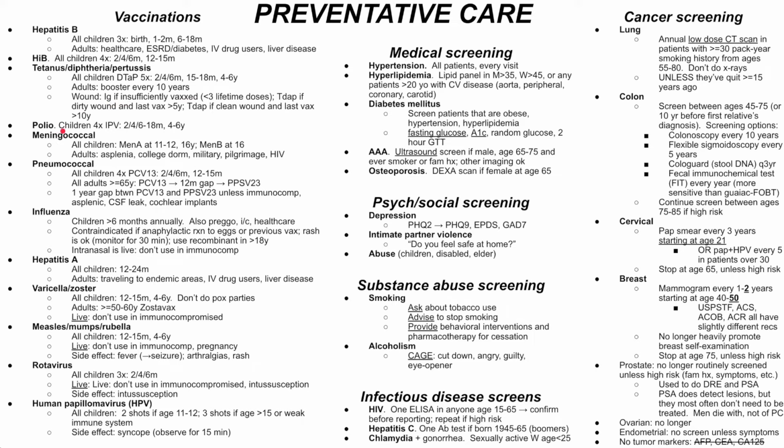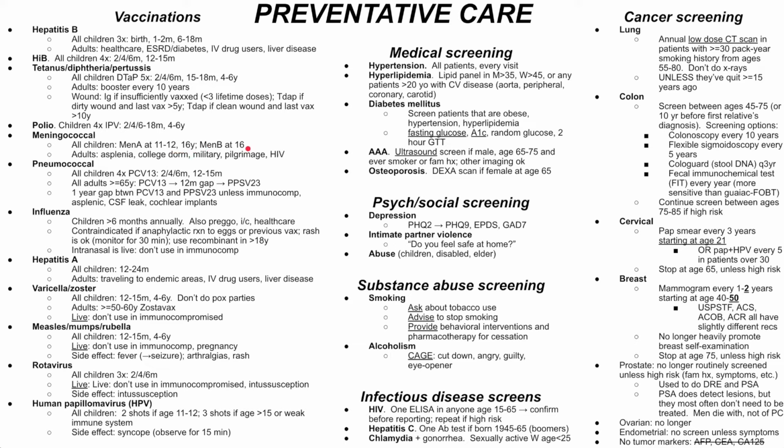Polio has a vaccine. Kids get 4 doses of IPV, which is the vaccine. Those 4 doses are at 2, 4, 6 months, and the 4th dose is between 4 and 6 years of age. Meningococcal is the next one that we vaccinate for. All kids get meningitis A and meningitis B vaccines. You get meningitis A at age 11 or 12, and then again at age 16, and you get meningitis B at age 16.